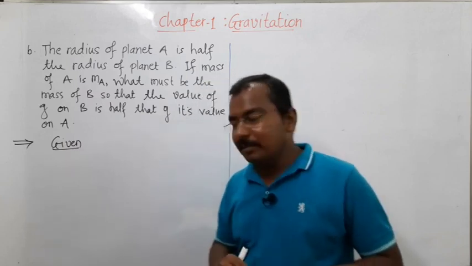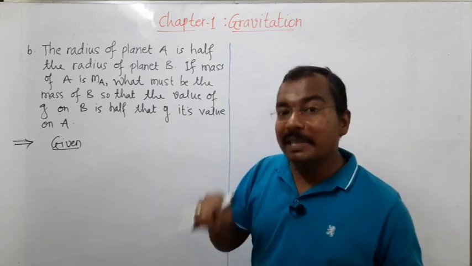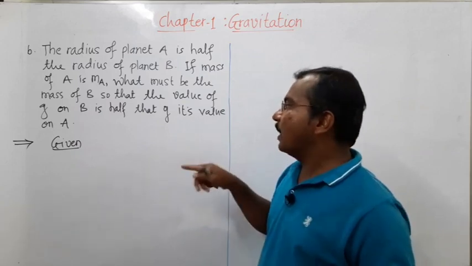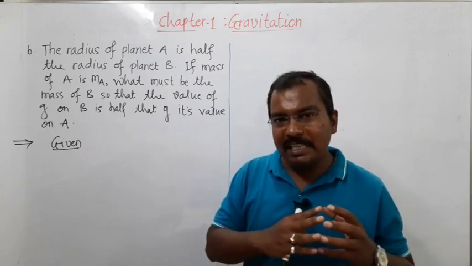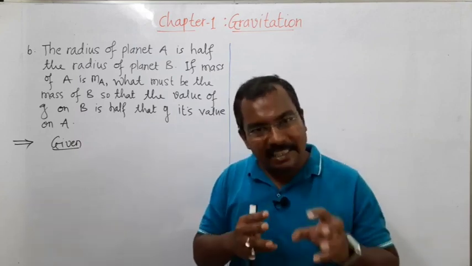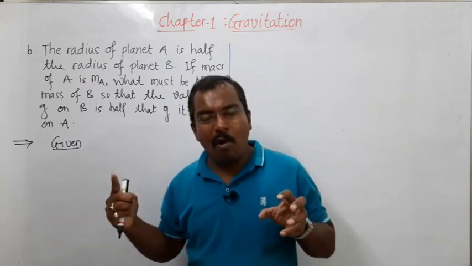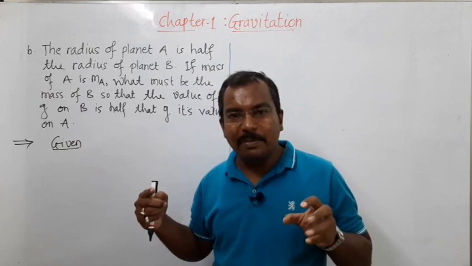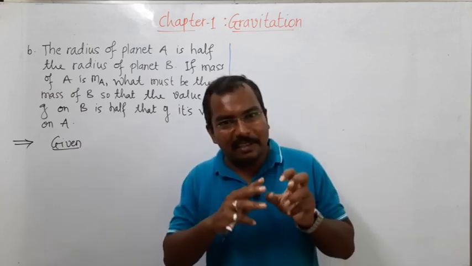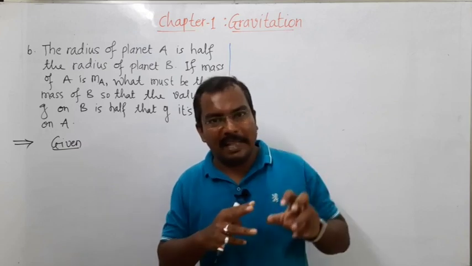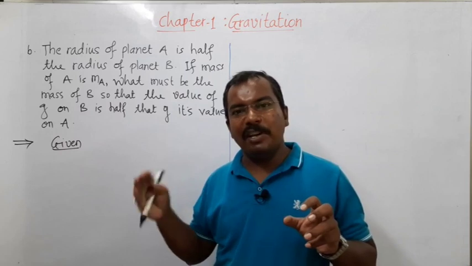And what is the condition? The condition is that the value of g on B is half that of its value on A. So if the value of g on A is g, then the value of the same on planet B will be g by 2. So g_a will be the value of acceleration due to gravity on planet A, and g_b will be half of its value.